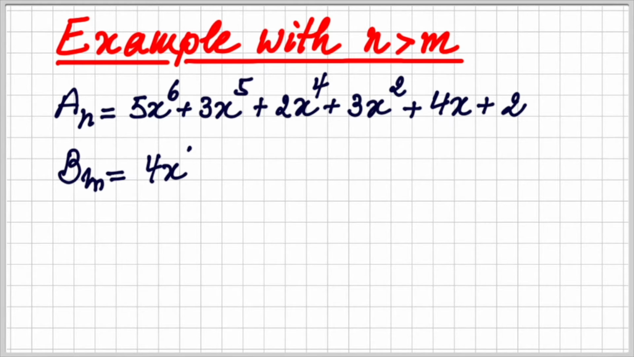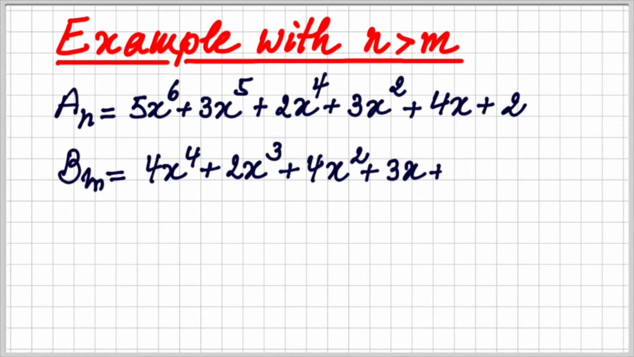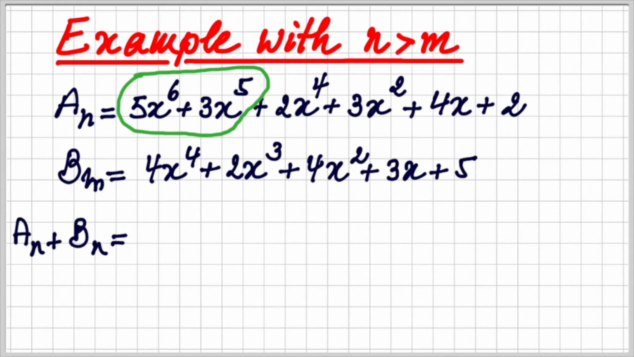The second polynomial b is 4x to the power 4 plus 2x to the power 3 plus 4x squared plus 3x plus 5. We see that the order of polynomial a is equal to 6 and b has an order equal to 4. When we calculate the addition, we start with the terms of polynomial a with a power higher than the order of b. So these are the first terms that I can write down.